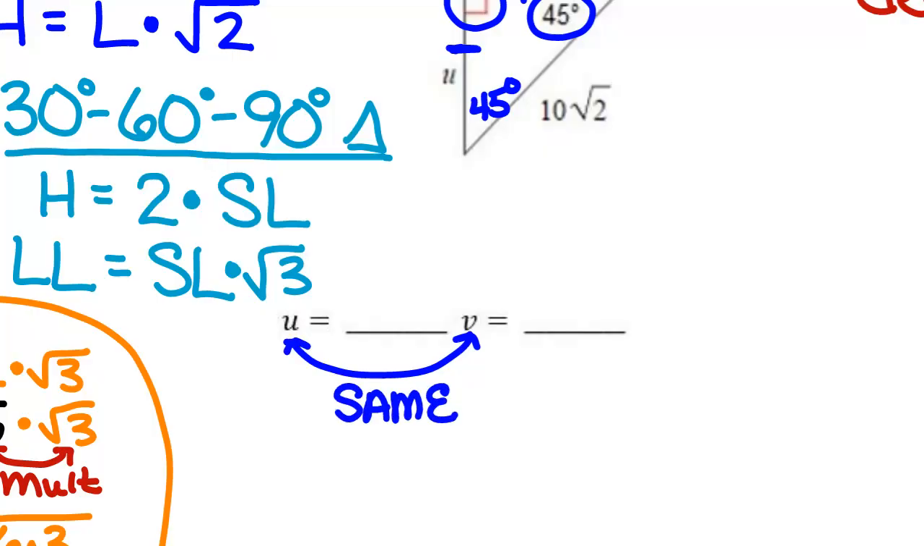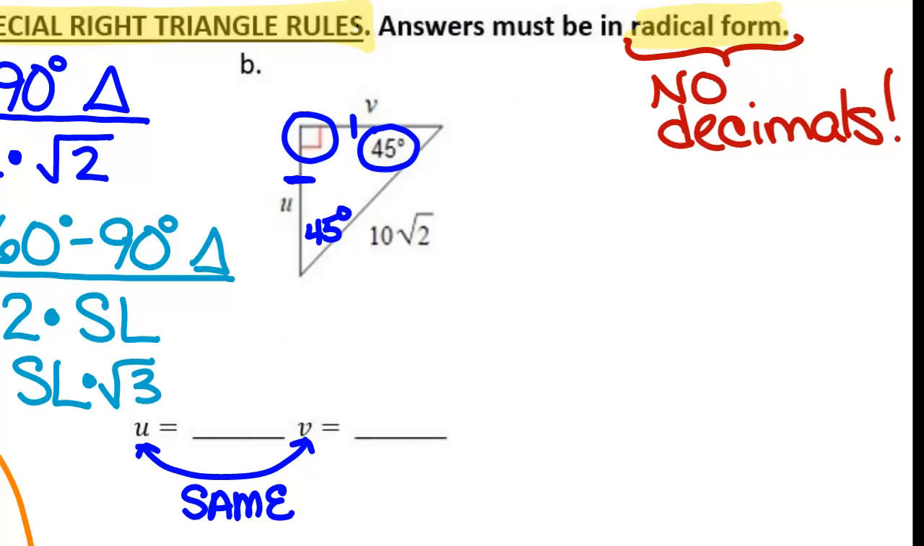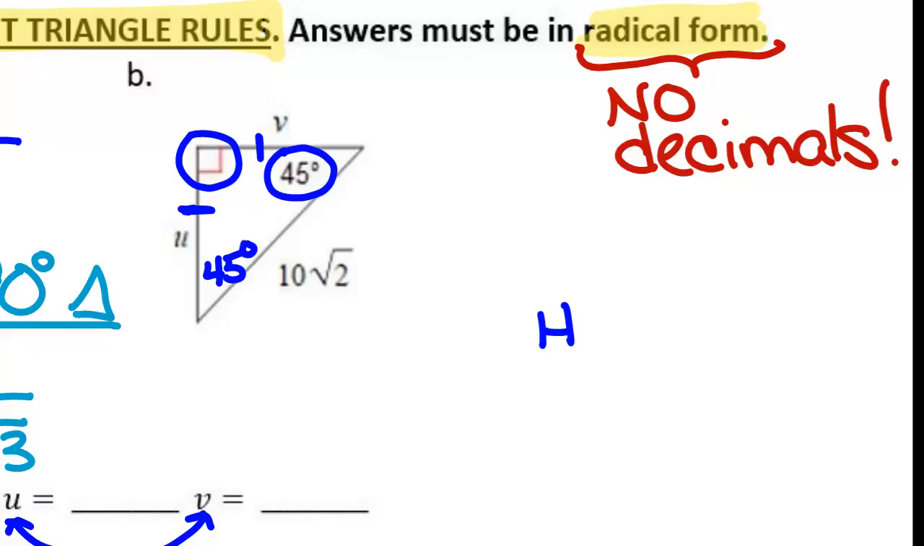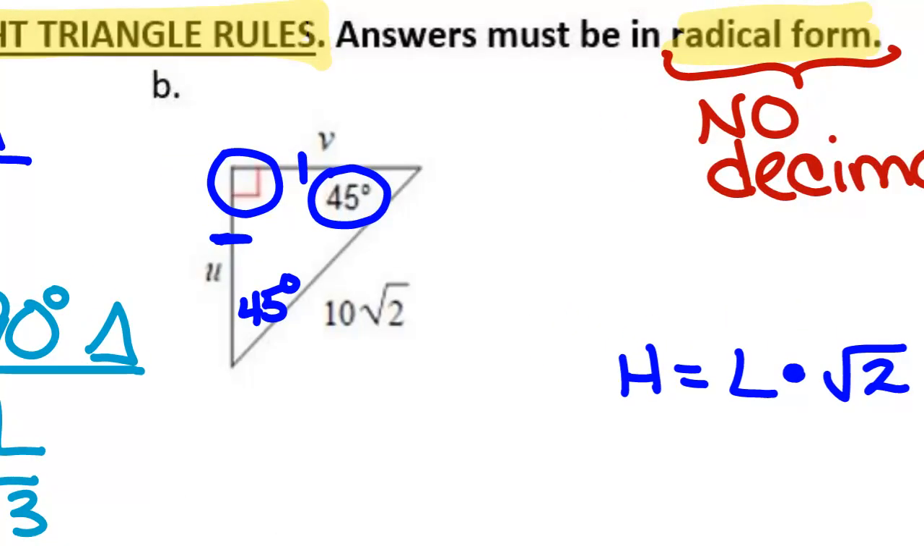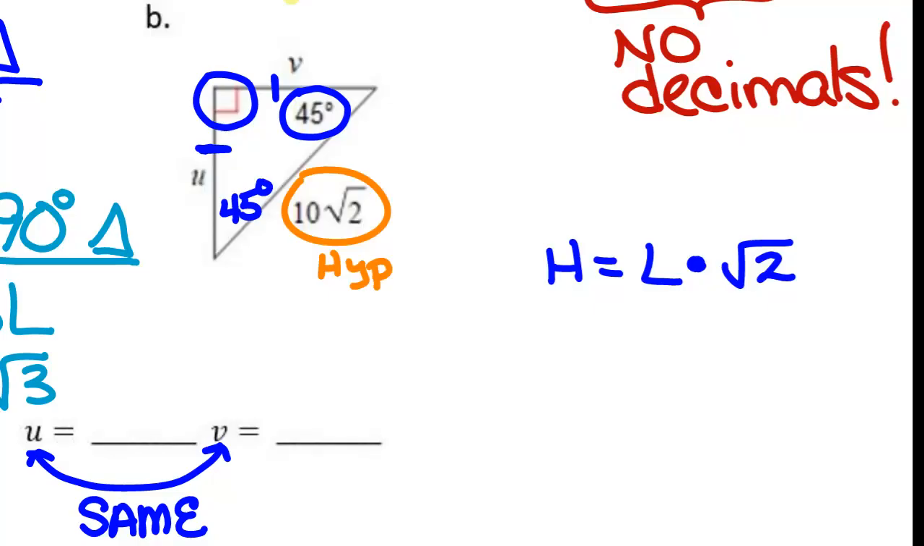So we need to find one of them, and if we find one of them, we've automatically found the other one. We had our rule, hypotenuse equals leg times radical 2. We don't have a short leg and a long leg with a 45, 45, 90 because the 2 legs are the same size. There's not one that's shorter or longer than the other. Which side up here is the hypotenuse? 10 square root of 2 is the hypotenuse. So that's what I'm going to put in for H.